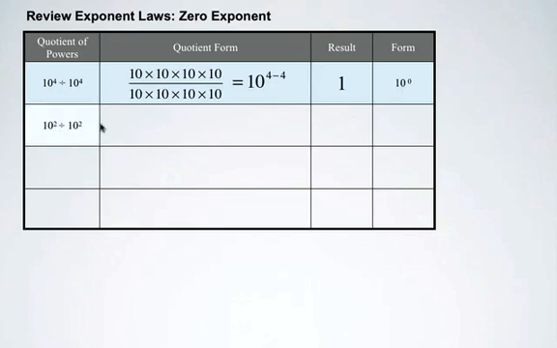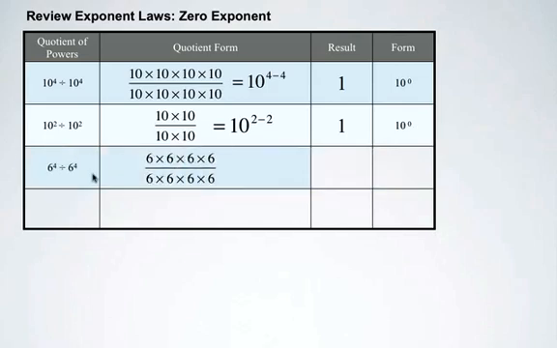10 to the 2 divided by 10 to the 2. This is what it looks like when you expand it. Here this equals 10 to the exponent 2 minus 2. This equals 1. 100 divided by 100 is 1. We write 10 to the 0.